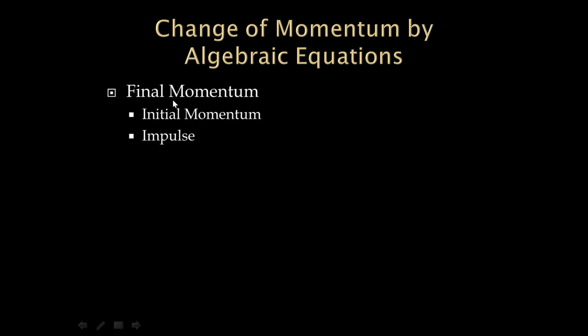Let's practice some more changes of momentum by algebraic equations. We just saw that our final momentum is a result of our initial momentum and some type of impulse. So we go back to our equation here, that our initial momentum plus that impulse, which we can also call our change of momentum, is equal to our final momentum.